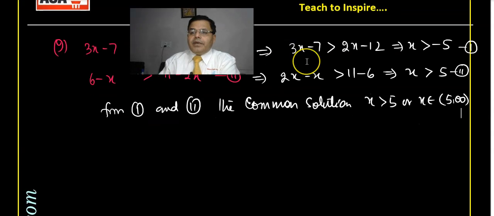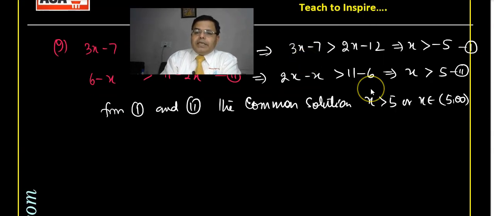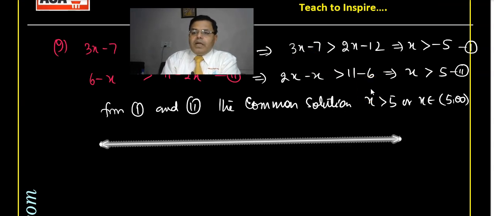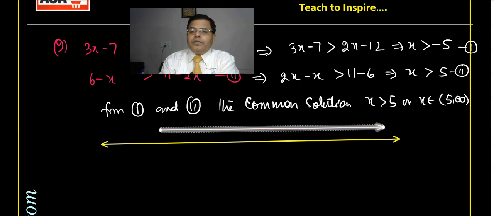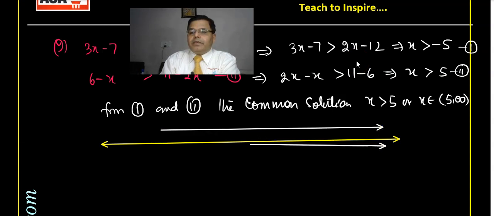Okay. Now if I would like to represent it on the number line, then what will happen? Say this is a number line. And on this line, there is x is greater than minus 5. So we can draw another line which is greater than minus 5, right? And x is greater than 5, so there will be another line that is greater than 5, okay? So we can have the common solution like x is greater than 5. This is x is greater than 5, 5 is here, and this is say 0, and minus 5 is here, right? So x is greater than minus 5, so minus 5 is not included. X is greater than 5, so this 5 is also not included.